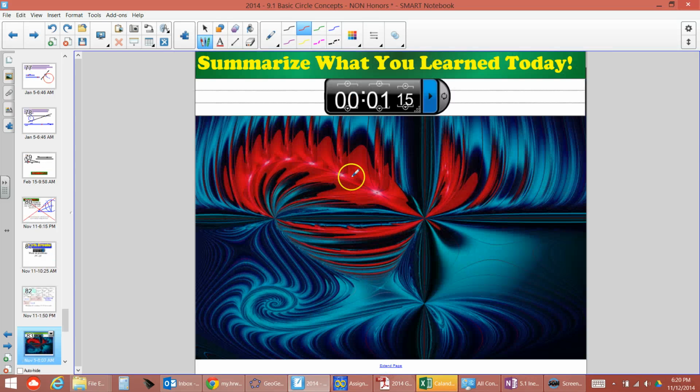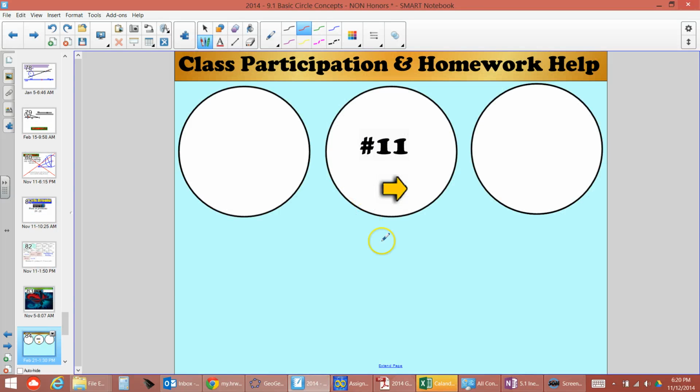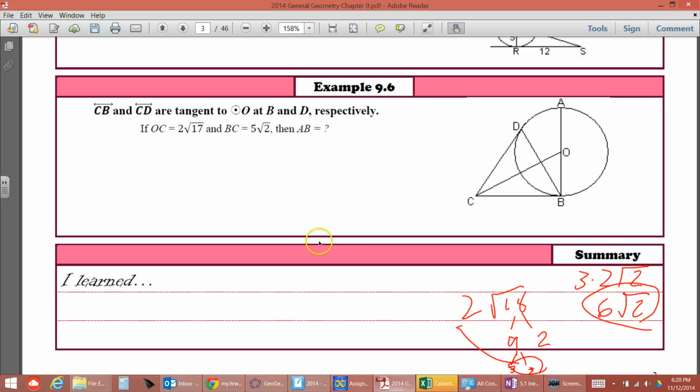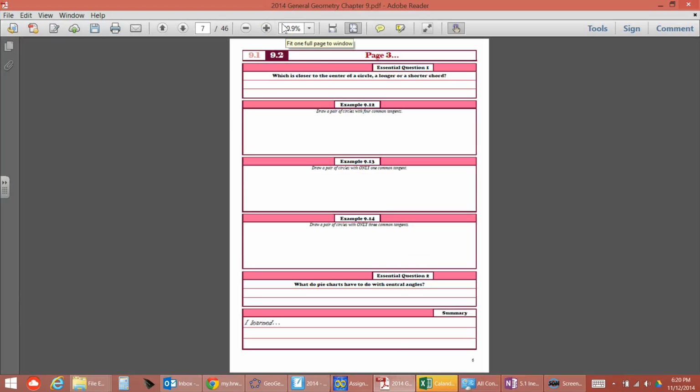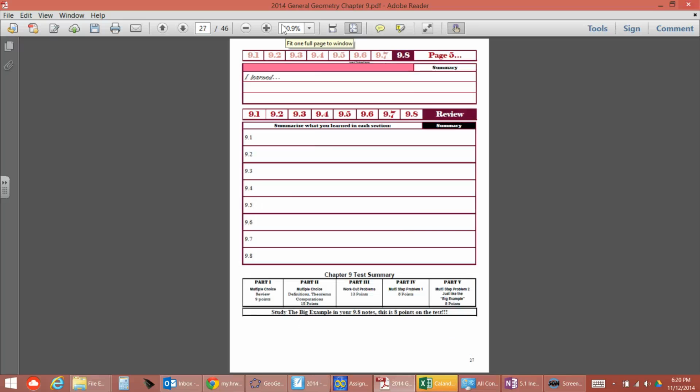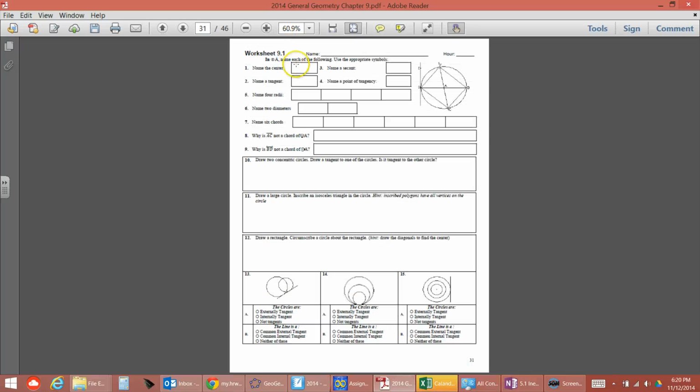And then there's a calendar. Here's your summary. Make sure you write in your summary. We have some homework problem slides that I can help you with. But I'll just come over here, zoom out, and we'll find the homework page. Where is it? Okay, 9.1. Okay, so 11.